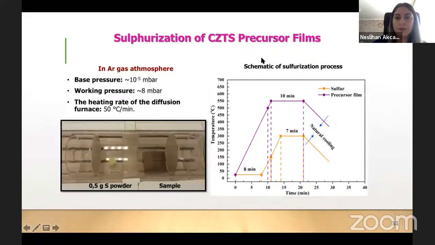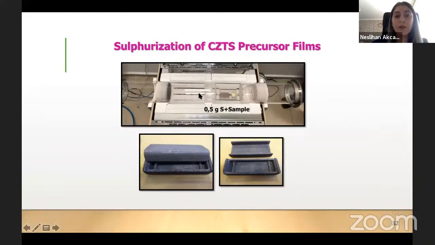So the sulfurization process of these films, I have already mentioned in a previous slide. Lastly, we tried to sulfurize the precursor films in one region of the furnace, as you see in the first figure. Here we just try to investigate the effect of sulfurization volume on the properties of the material. And here you see a graphite box. In the end of our studies, we decided to use this graphite box, which is provided by Professor Gremenok from Belarus. The best results were obtained with this graphite box.